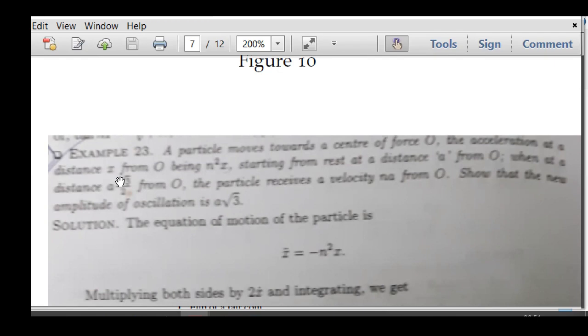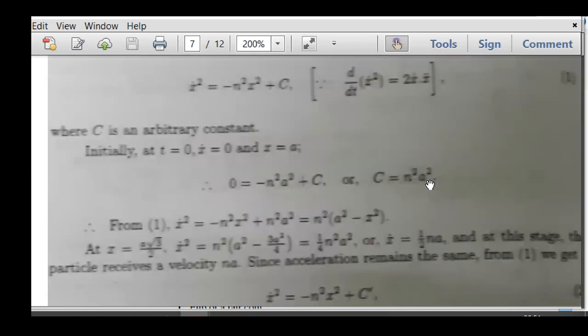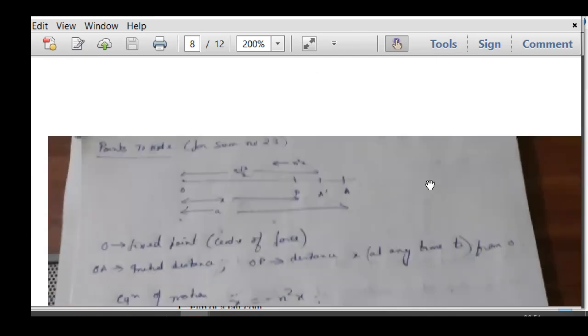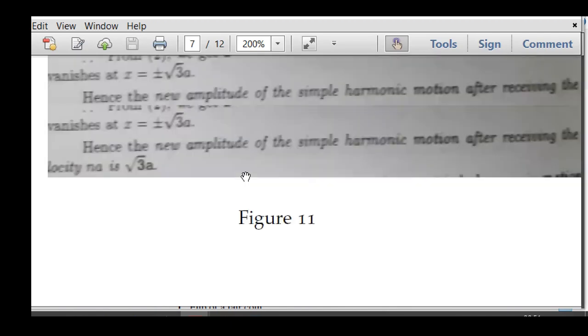Another velocity of this magnitude has been given to the particle from O. What is the direction of the velocity given? In this direction the velocity is given. From O it is given, not towards O. So the velocity na is in this direction, that is, in the direction of dx/dt increasing.